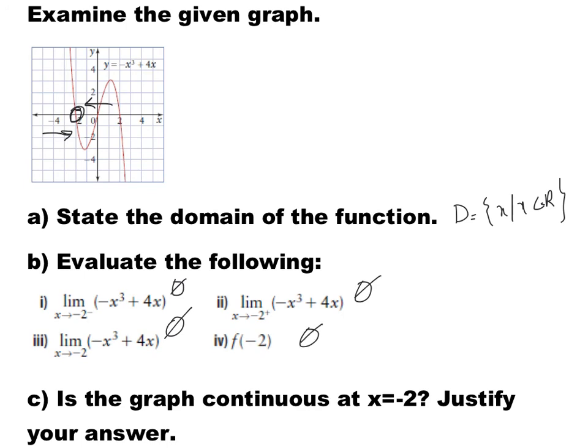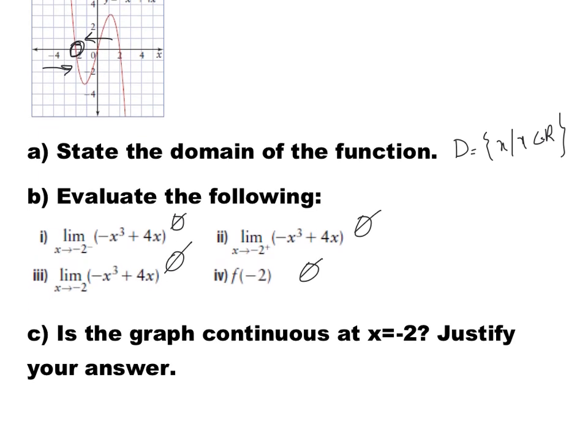Now the last part of the question says, is the graph continuous at x equal to -2? You can see that I can draw the graph without lifting my pen at x equal to -2, so this is continuous. Or we can say, since the left hand side limit exists, the right hand side limit exists, and also the left hand side is equal to the right hand side is equal to the function at -2, this function is continuous at x equal to -2.